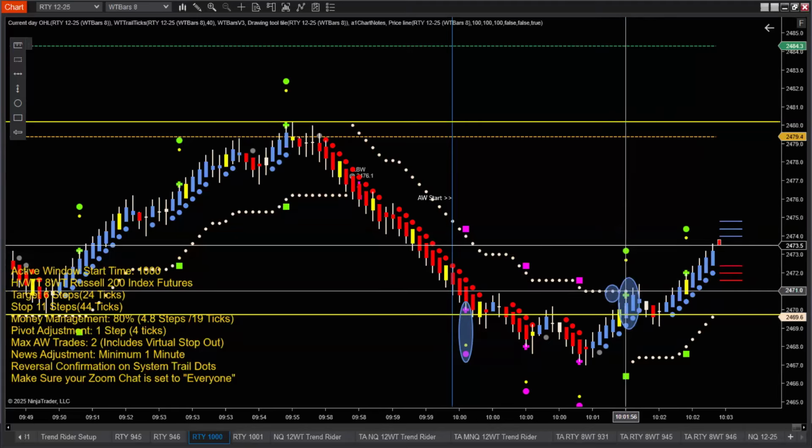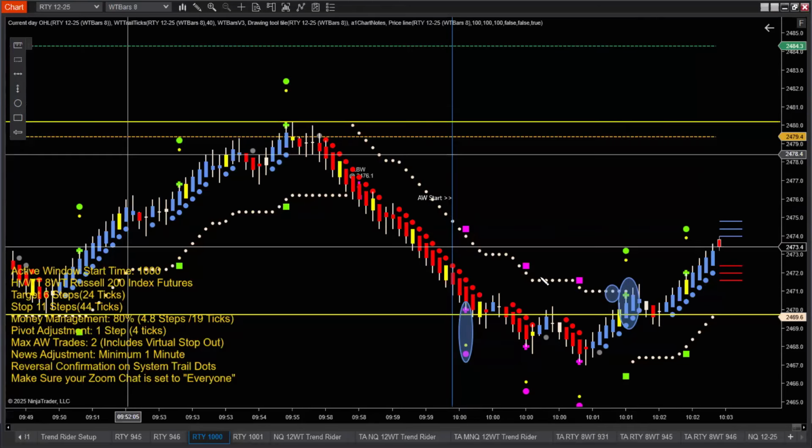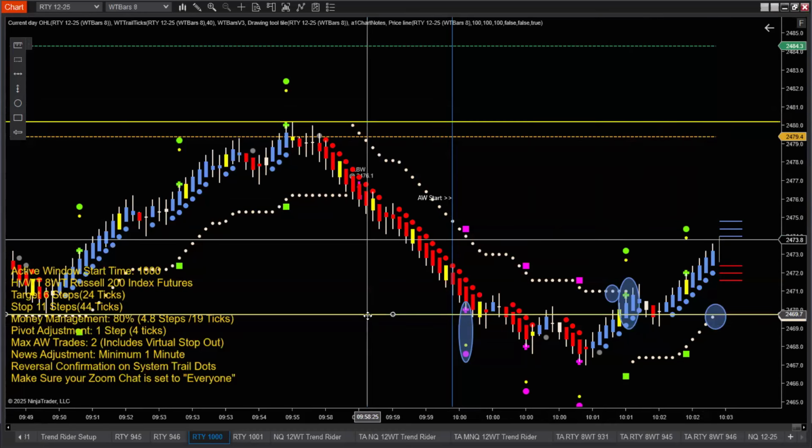We have an adjustment to make here. 2 ticks. So we got full target adjusted for POQ2. And we are trailing right here. Nice session.